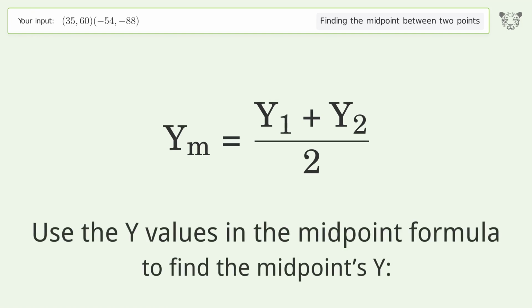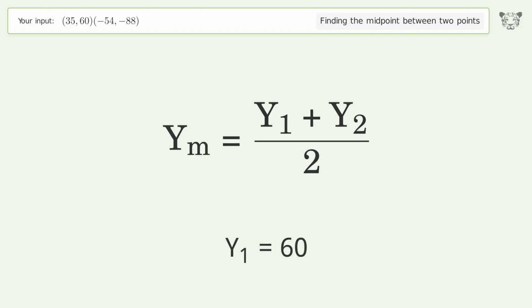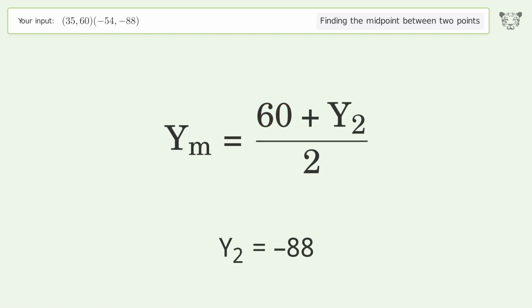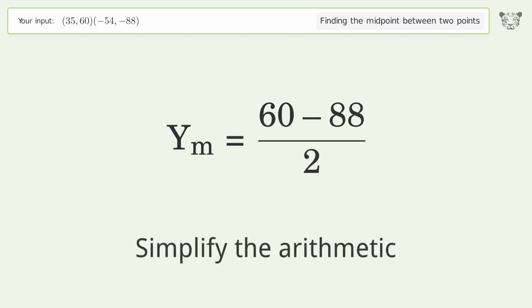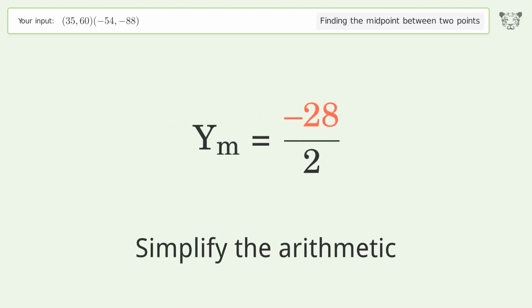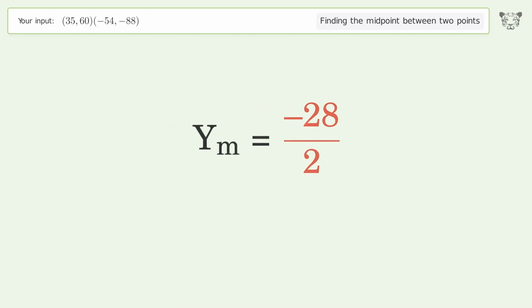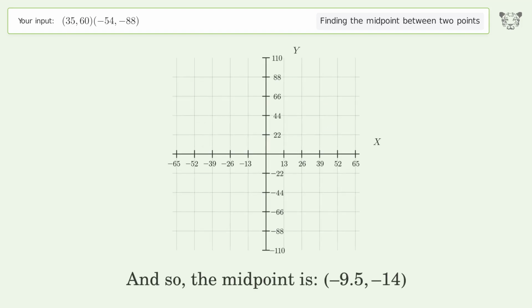Use the y values in the midpoint formula to find the midpoint's y. y1 equals 60. y2 equals -88. Simplify the arithmetic. And so, the midpoint is -9.5, -14.